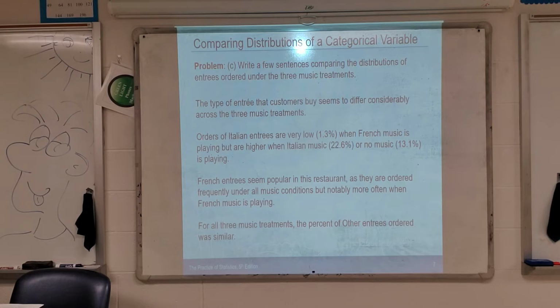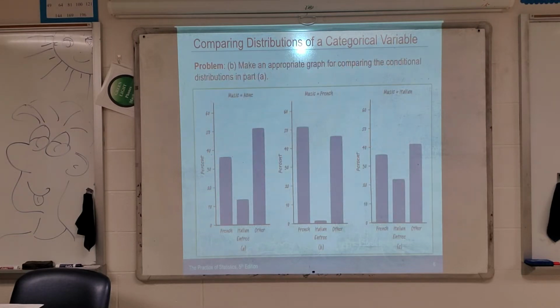Orders of Italian entrees are very low when French music is playing, but are higher when Italian music or no music is playing. French entrees seem popular in this restaurant as they are ordered frequently under all music conditions, but notably more often when French music is playing. And for all 3 music treatments, the percent of other entrees ordered was pretty similar. If you go back and look at the graphs, that's the last bar on each one of those graphs. They all look pretty much the same.